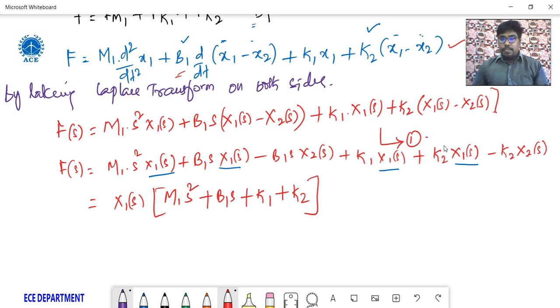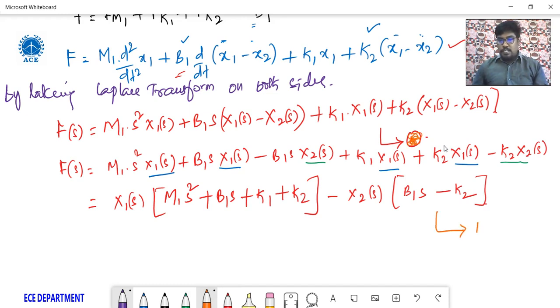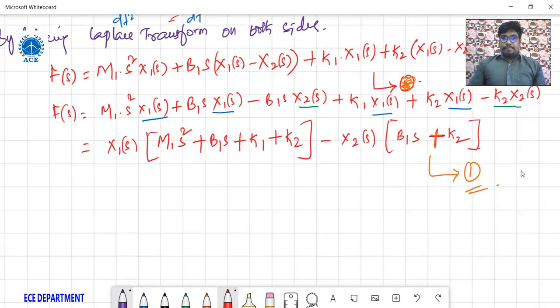Next, these four terms are completed. Next is minus; take x2 of s common, so we have b1 s plus k2. Taking the common minus, it becomes minus into x2 of s. Now we'll consider this as equation 1.